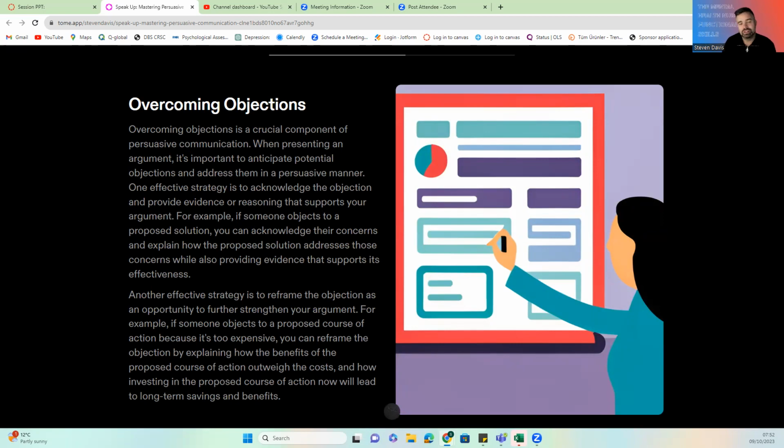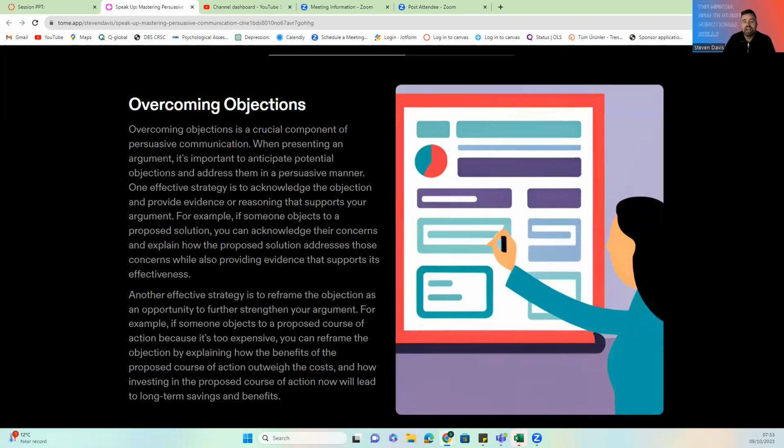Overcoming objections. Overcoming objections is a crucial component of persuasive communication. When presenting an argument, it's important to anticipate potential objections and address them in a persuasive manner. One effective strategy is to acknowledge the objection and provide evidence that supports your argument.